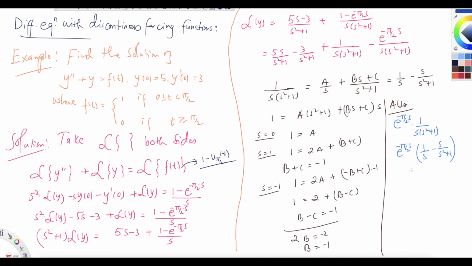And if you distribute, you will get e to the negative pi over 2s over s minus s times e to the negative pi over 2s over s squared plus 1. That's what you get. Or you can write negative pi over 2s first. Okay, let us do that, because we'll have to take the inverse Laplace transform later. That's why that will be in the standard format. So times s there. So we can write this term that way. So let us write down the very final form of that expression.